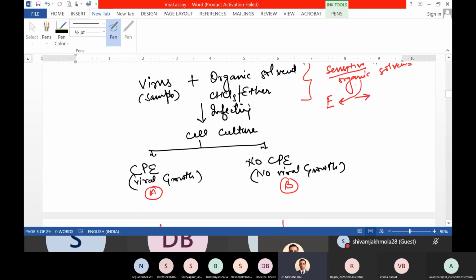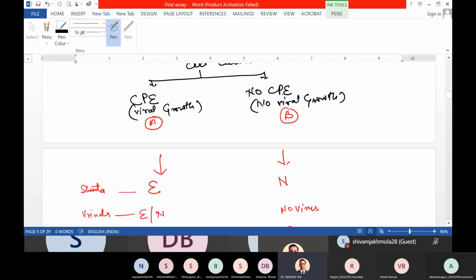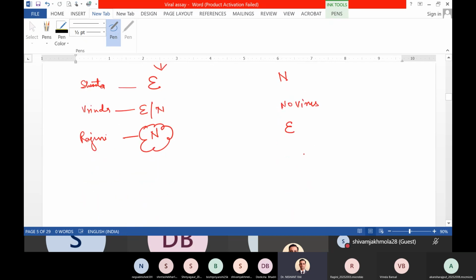But let us assume that it is an enveloped virus, a lipid containing enveloped virus. Then what will happen? It will be inhibited by this organic solvent, and since it is inhibited, when we transfer it to the cell lines, it will show no cytopathic effect. And if no cytopathic effect is observed, it means it is an enveloped virus, because it is inhibited by organic solvents. So using organic solvents, you can differentiate or assay whether the virus is naked or enveloped.